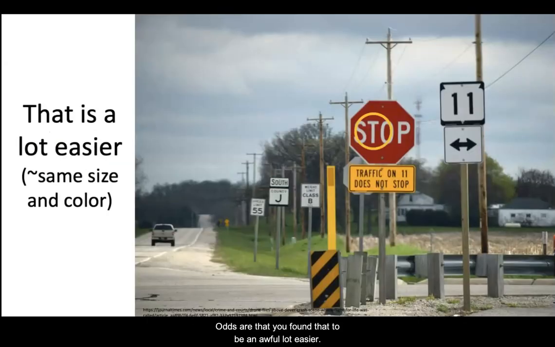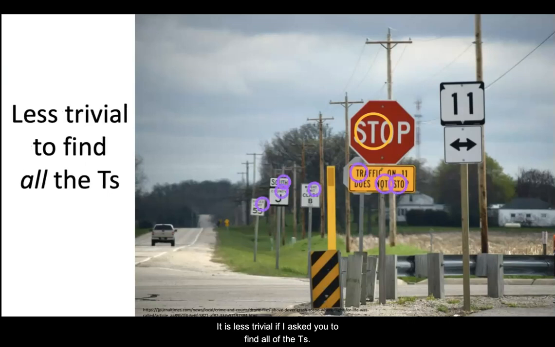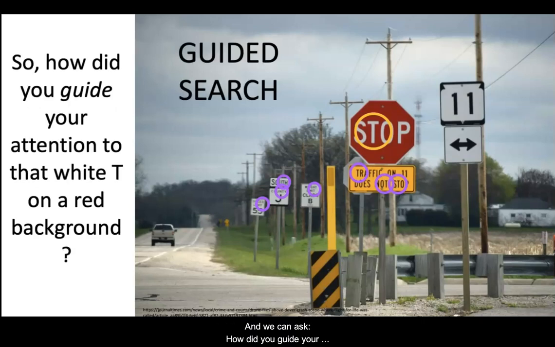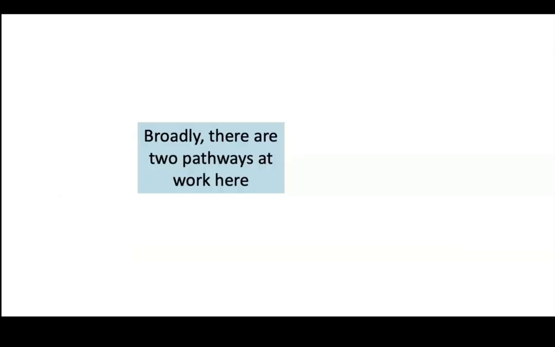Now let's try the same thing here. Look for T's. Odds are that you found that to be an awful lot easier, though it's less trivial if I asked you to find all of the T's. And we can ask, how did you guide your attention to that white T on a red background? That encapsulates the basic question of guided search. How do you get your attention to things that you are looking for, and why do you sometimes fail to find those things? Now, broadly speaking, we think that there are two pathways at work here.